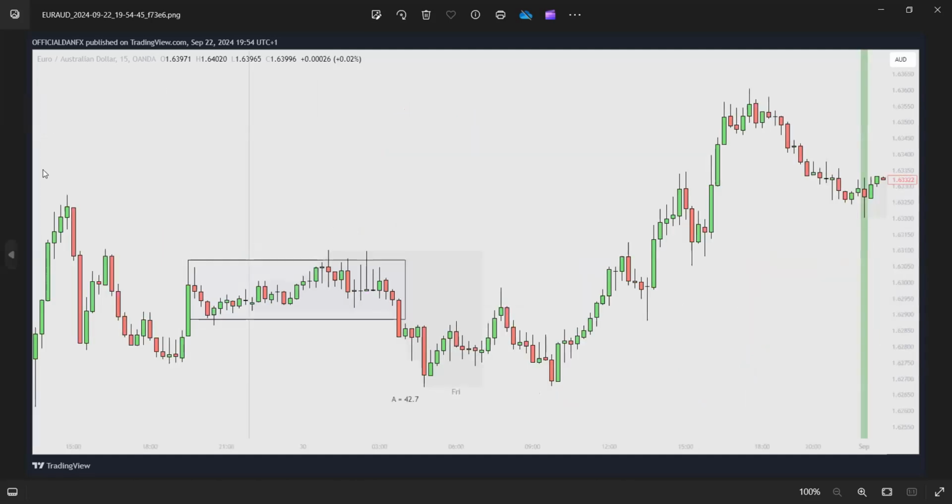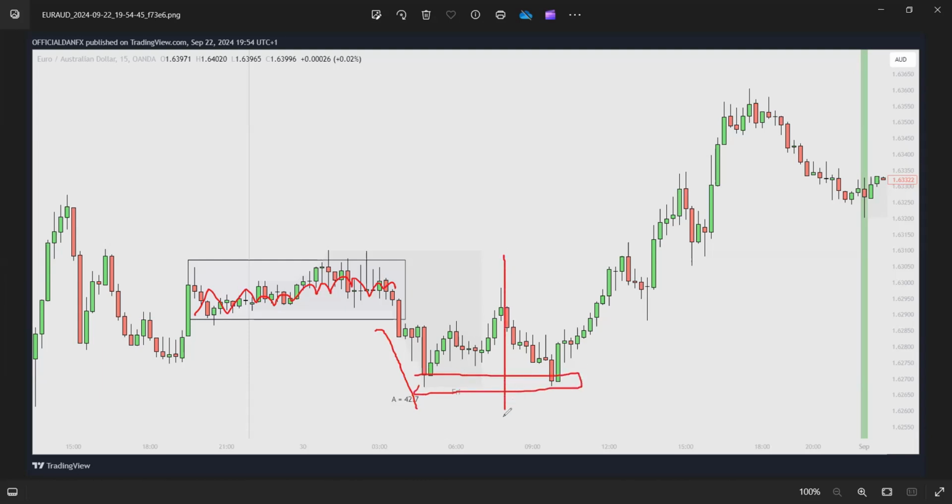We have another example here. We have the consolidation that happened in here. This time they extended it just a little bit to like the middle of the session. So this went past the first 3 hours, went like this, broke to the downside, pulled back up, gave you the first leg. What happened?